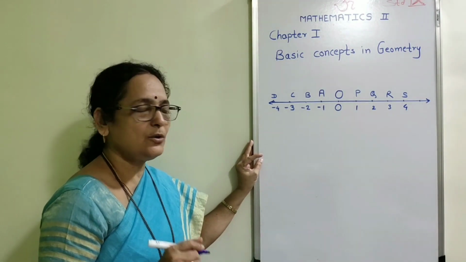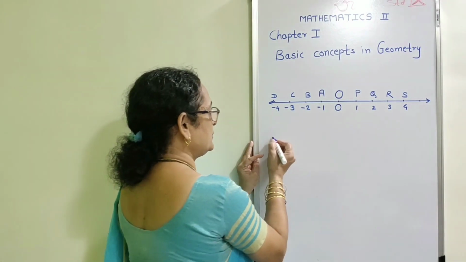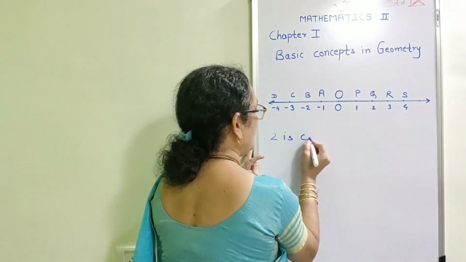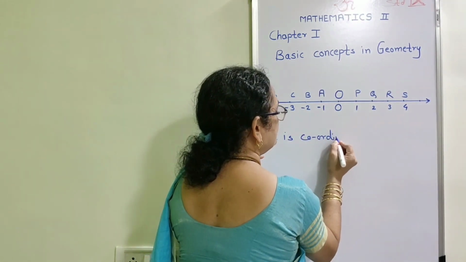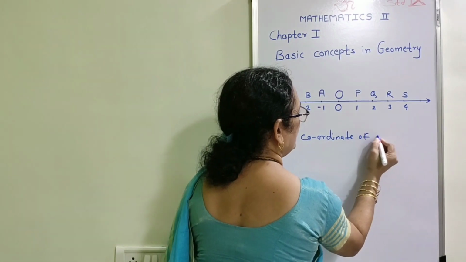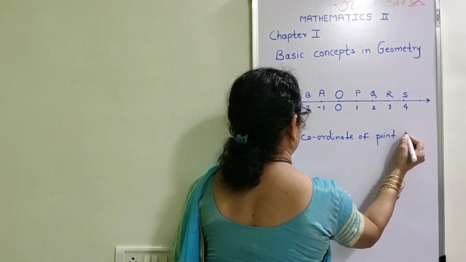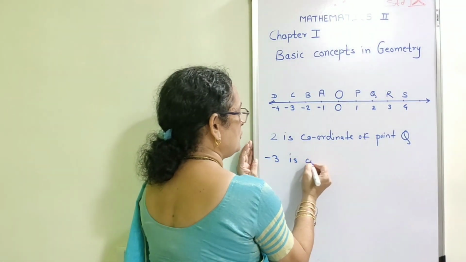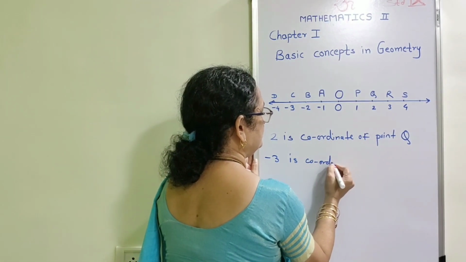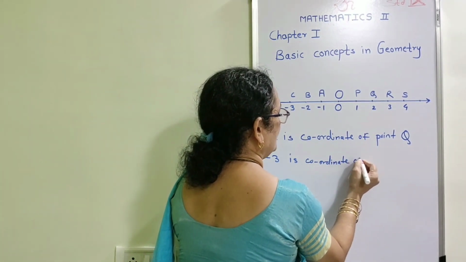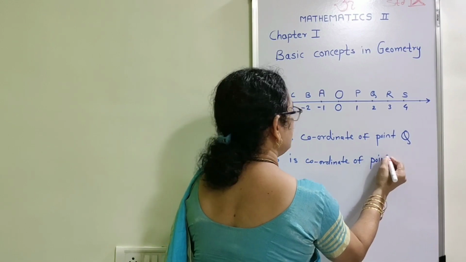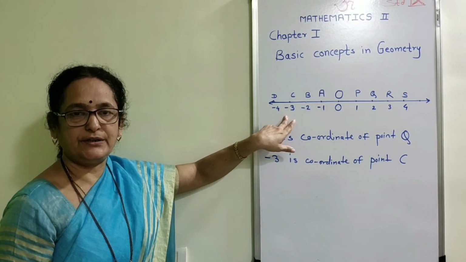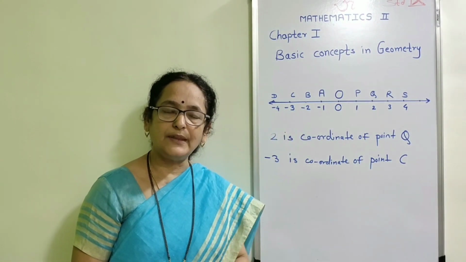Now we are going to write coordinates of some points. Suppose I ask you the coordinate of point Q. 2 is the coordinate of point Q. -3 is the coordinate of point C. That means the number associated with that point is said to be the coordinate of that point.